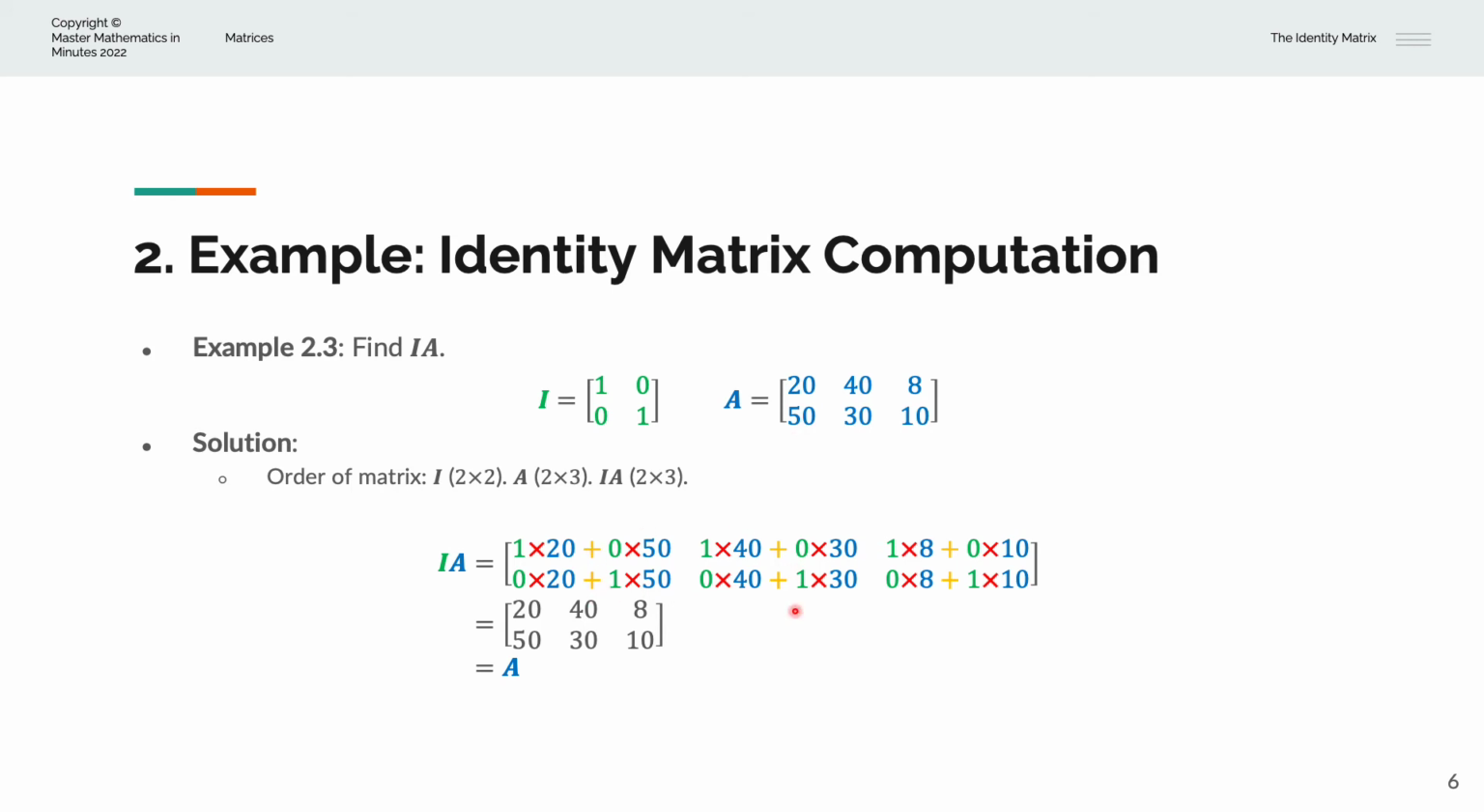So we can go ahead and populate all these entries, and that simplifies to 20, 48, 50, 30, and 10. And that is conveniently the original matrix A, and so that is equal to A. So again, it's the same concept as we saw earlier. An identity matrix I multiplied by matrix A will return the original matrix A.